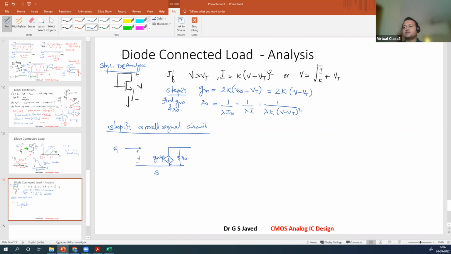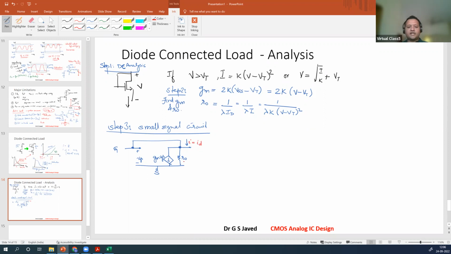This is our VGS. Now, one important thing: this is a transistor. How do you make it a diode? Gate, drain connected. That means take from gate, connect to drain. So this is your gate drain connected. What does this mean? The total current is I. I is equal to ID.